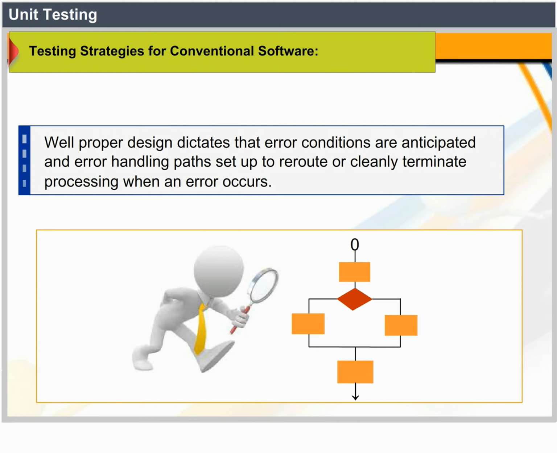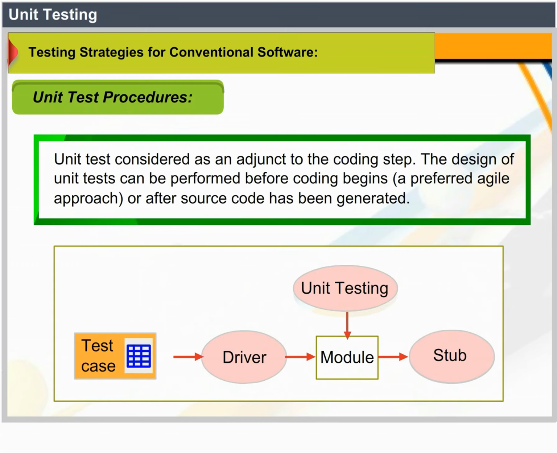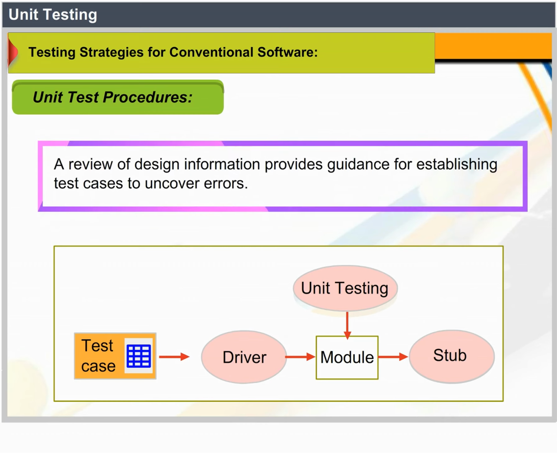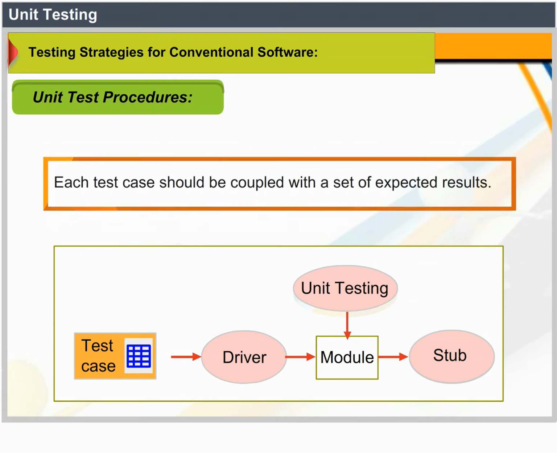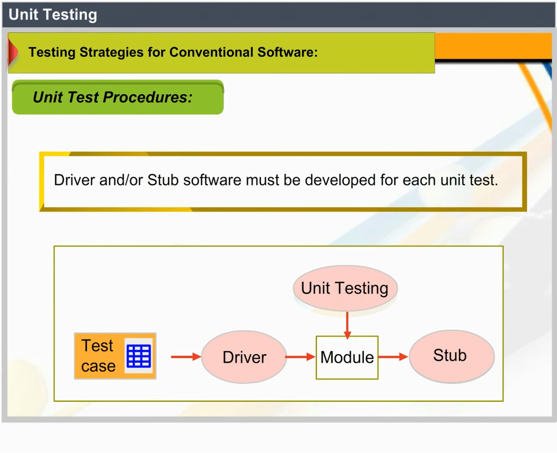Unit test procedures. Unit tests are considered as an adjunct to the coding step. The design of unit tests can be performed before coding begins, a preferred agile approach, or after source code has been generated. A review of design information provides guidance for establishing test cases to uncover errors. Each test case should be coupled with a set of expected results. Driver and/or stub software must be developed for each unit test.